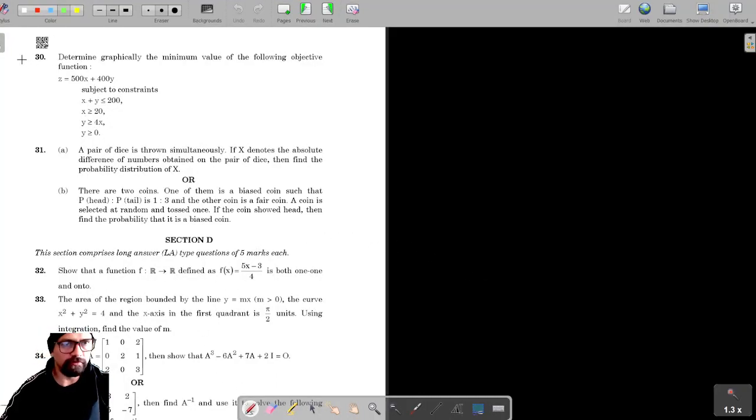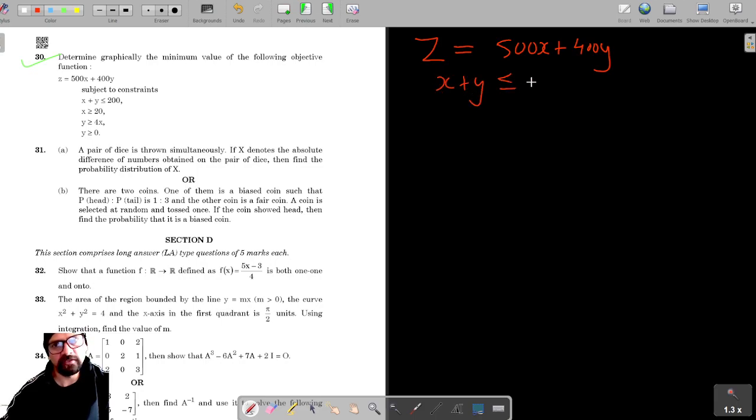For question number 30, we have to determine graphically the minimum value of the following objective function. It's given that the objective function is z equal to 500x plus 400y, and the constraints are x plus y is less than or equal to 200, x is greater than or equal to 20, y is greater than or equal to 4x, and y is greater than or equal to 0. Okay, so we have to find the minimum value.